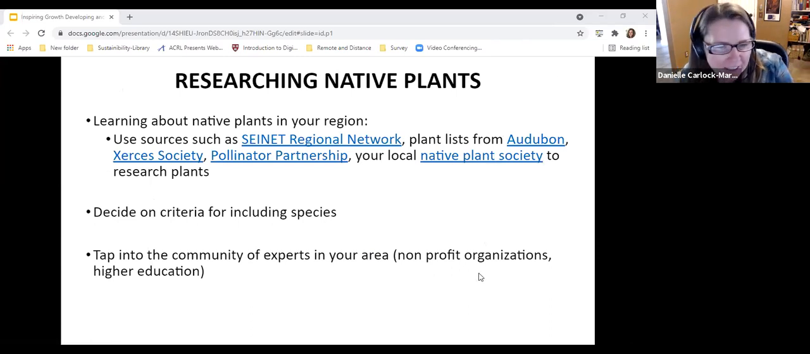And then the Xerces Society and Pollinator Partnership have put together regional guides of plants for broad regions for pollinator plants. These are really good, but the regions are broader than sometimes you might want to use. For example, the one for my region has a lot of higher elevation plants too, which won't work here. So you've got to look, because not everything in those guides may be suitable for your exact location.